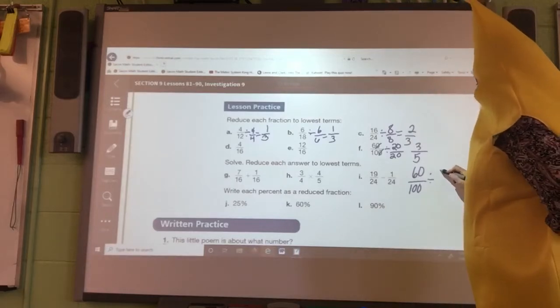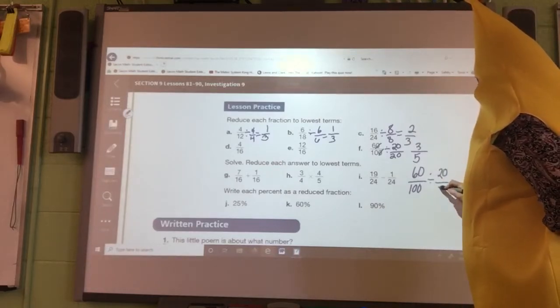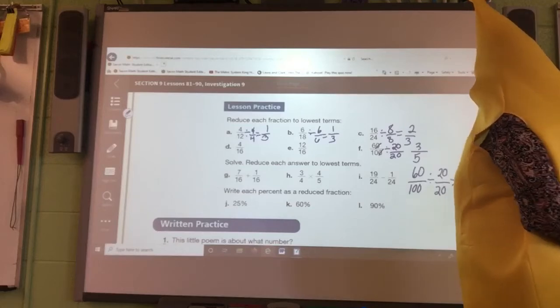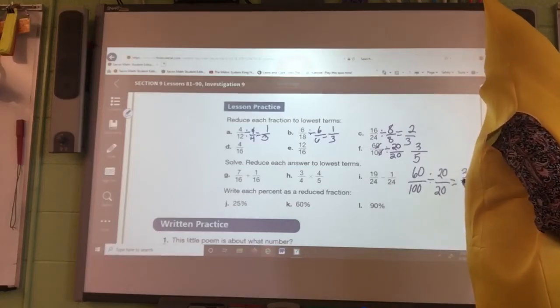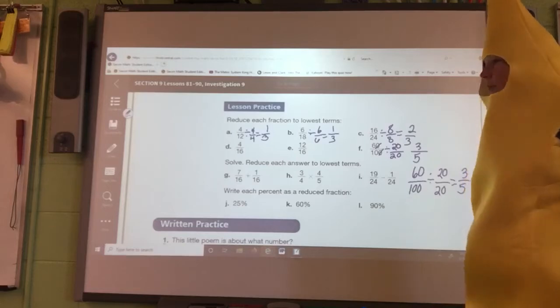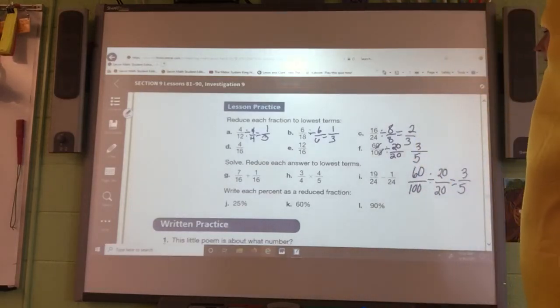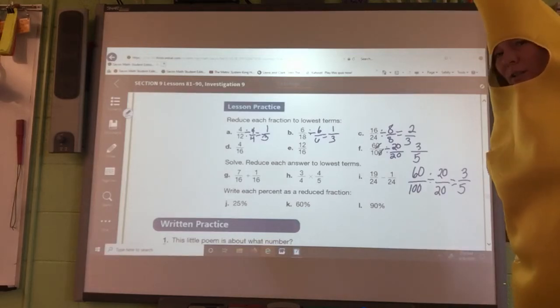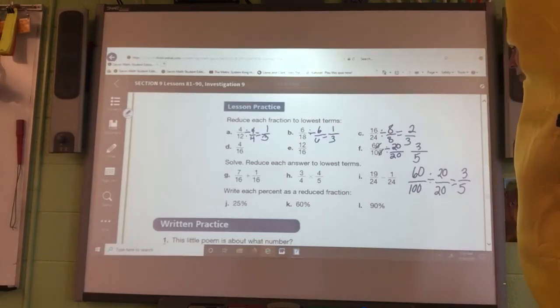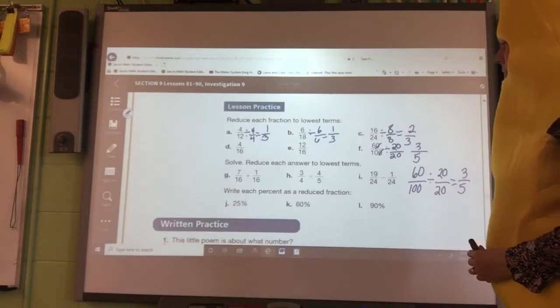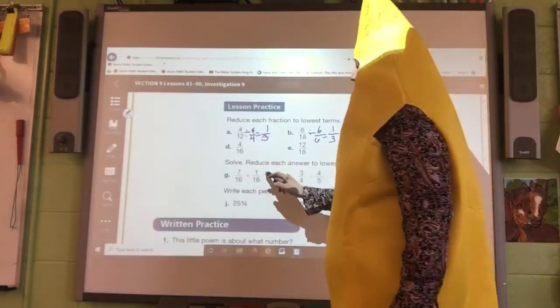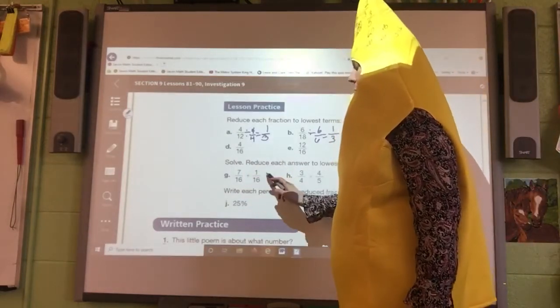So, I'm just going to rewrite it for you so that you can see better what I'm talking about. All right, let's go on down. We get to do some addition, multiplication, and subtraction. All right, so 7/16 plus 1/16.